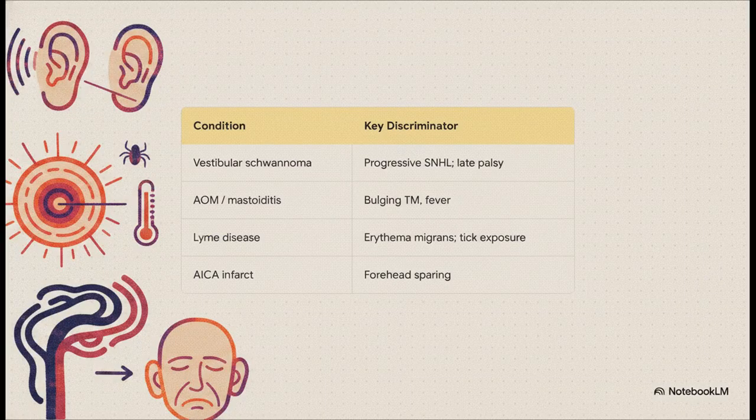But beyond Bell's, we have to consider a few other key mimics. A vestibular schwannoma, for instance, usually presents with progressive hearing loss and a much later onset of facial weakness. Acute otitis media or mastoiditis, you're going to see a bulging tympanic membrane, fever, and conductive loss. Lyme disease comes with that classic history of tick exposure and erythema migrans. But definitely pay close attention to central mimics, like an AICA or lateral pontine infarct. They can perfectly mimic the palsy and vertigo, but, and this is a big but, a central lower motor neuron palsy often reassuringly spares the forehead.